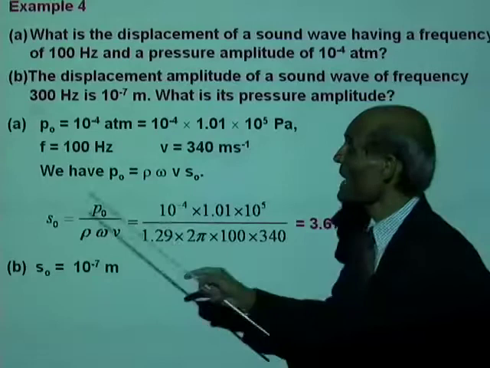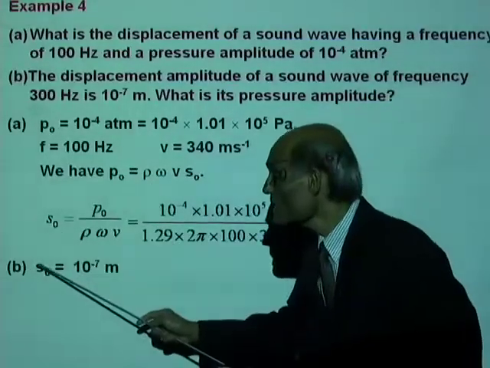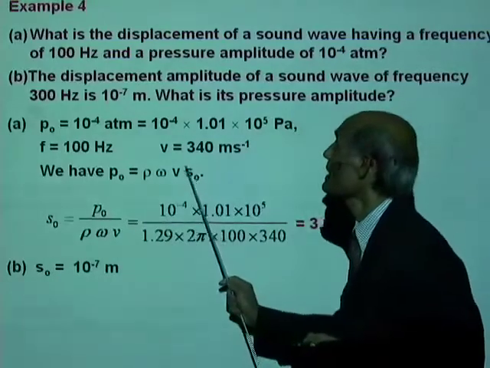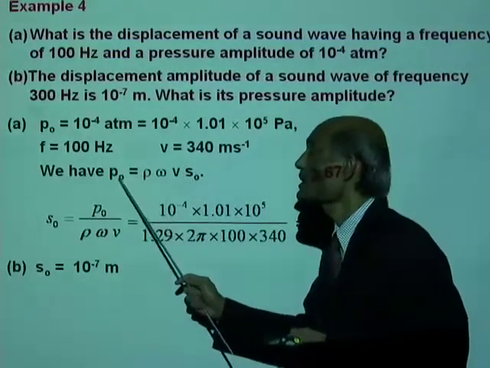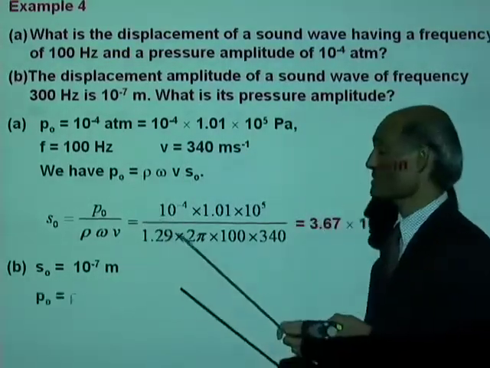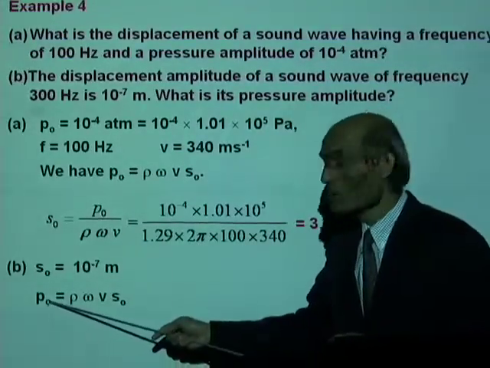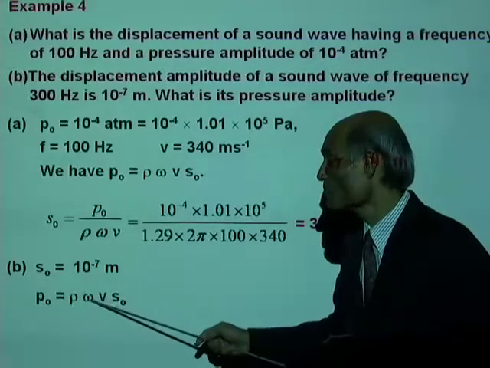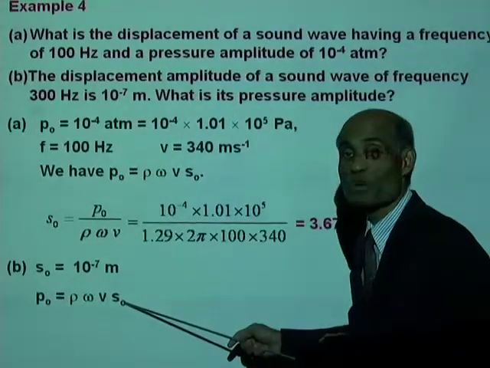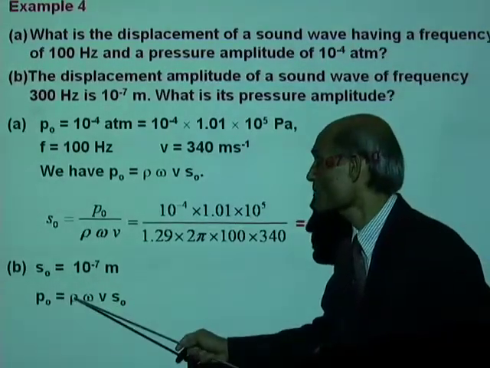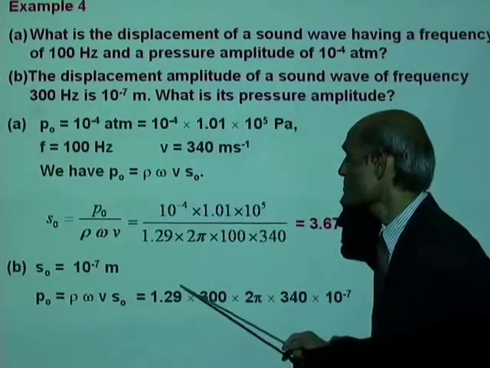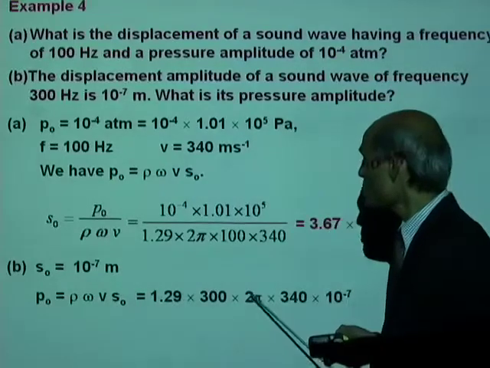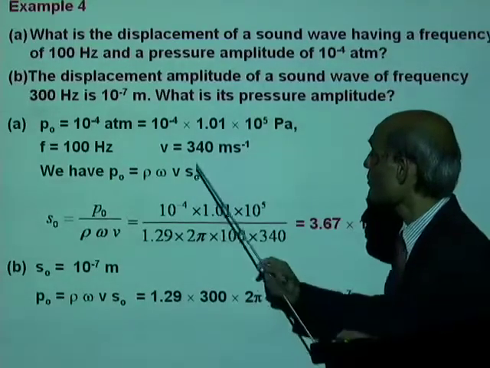Okay, let's do now B. In B, you are given the displacement amplitude. You need to find the pressure amplitude. So, we go directly to the equation. Pressure amplitude is rho omega V S0. We know all these values. Rho is 1.29 kilogram per meter cube. Omega is 2 pi times the frequency.